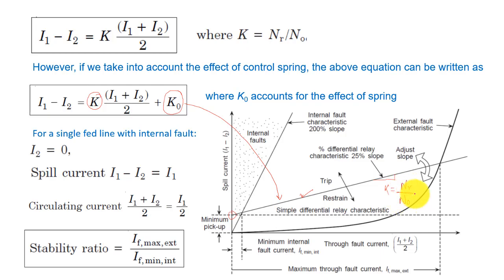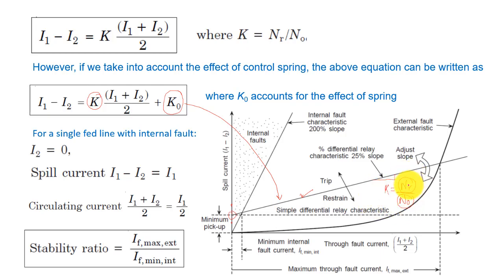So therefore, based on the number of turns in the restraining coil and the number of turns in the operating coil, we decide the slope of this percentage biasing. Similarly, if we want to increase the slope of this straight line, in fact this is not touching the simple differential relay characteristic, so it is just shown like that, but the intercept may be here, right? So the slope can be increased just by changing the number of turns in the restraining coil and the number of turns in the operating coil.